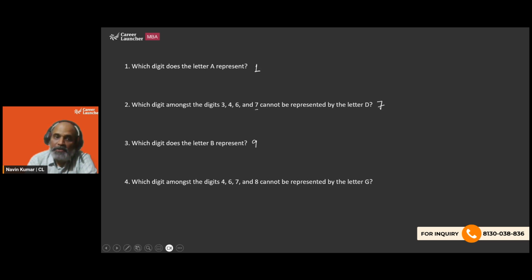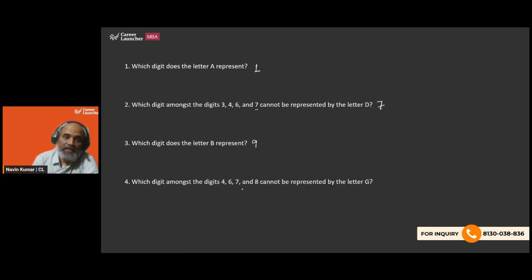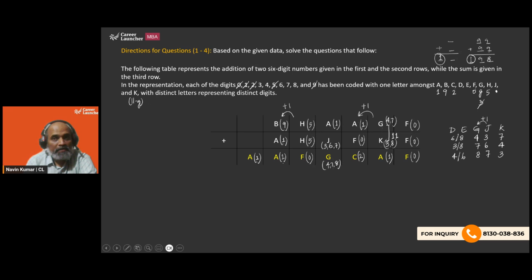Fourth one, which digit amongst the digits 4, 6, 7, and 8 cannot be represented by the letter G? If you look here, G can only take 4, 7, or 8. It cannot take 6. So it's not possible to have a 6. So you can see that this is a good question. It's not that every letter was written in the sum. There were a couple of letters that were missing. So we had to make cases in order to answer 2 of the questions.